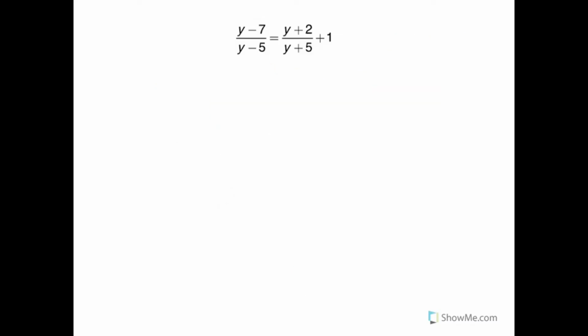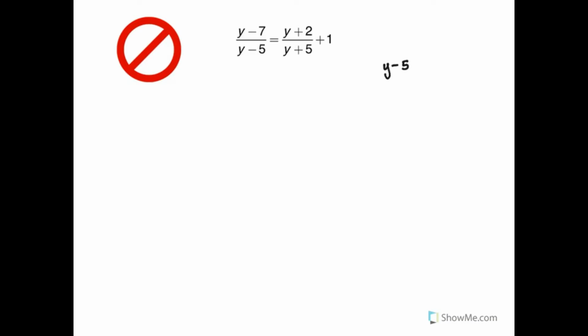Here's another rational equation. Let's start by finding the forbidden values. The denominators are y minus 5. So if I set y minus 5 equal to 0, I get y equal 5. And so if I put 5 in for y here, I'll get a 0 in the denominator, which is absolutely forbidden. So y cannot equal 5. The other denominator is y plus 5. If I set y plus 5 equal to 0, I get negative 5. So negative 5 is also a forbidden value.